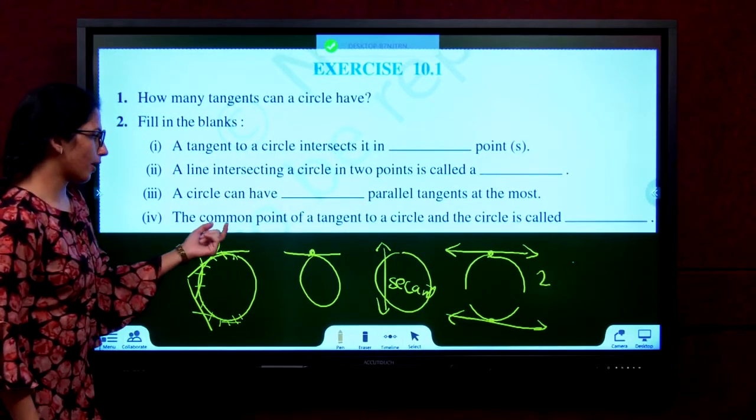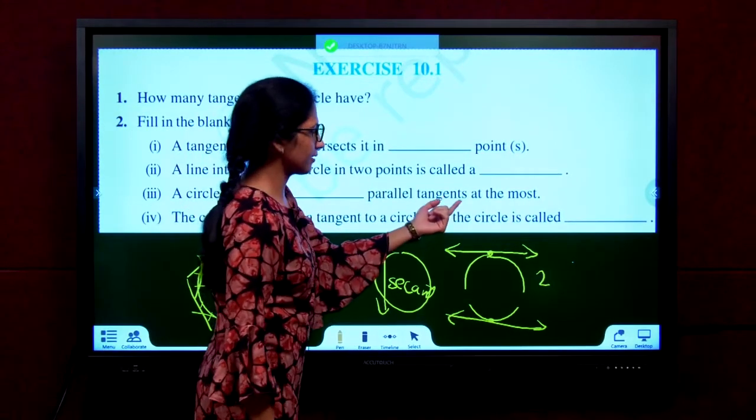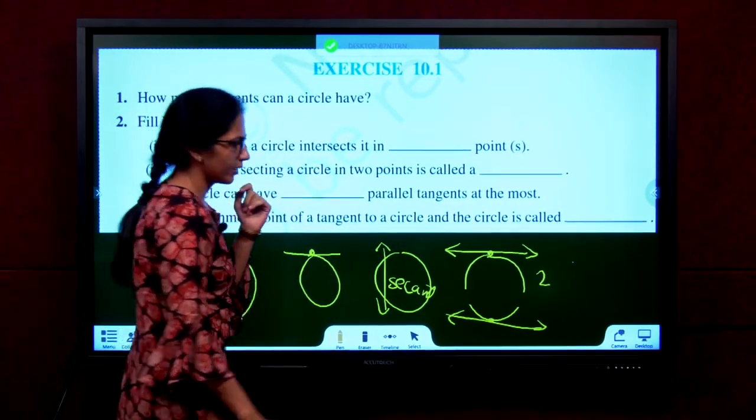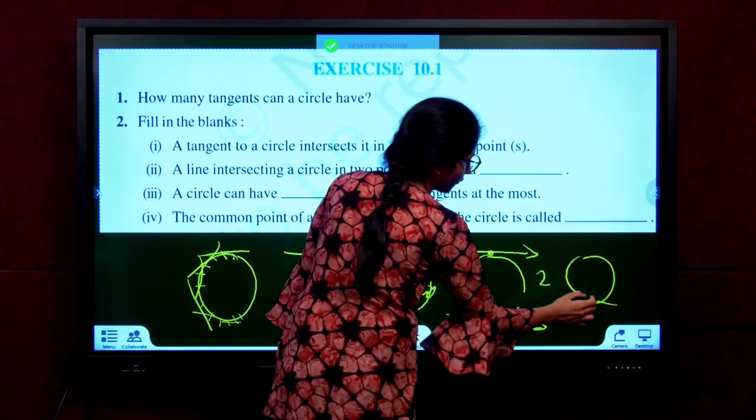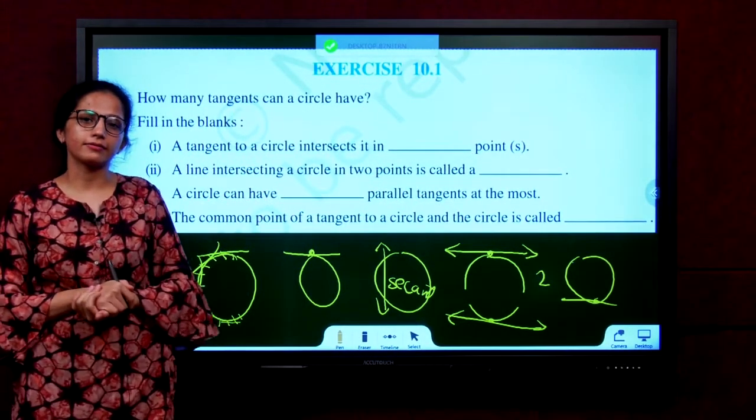The common point of a tangent to a circle and the circle is called the point of contact.